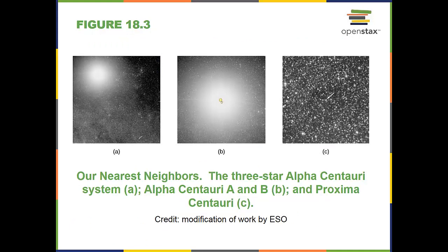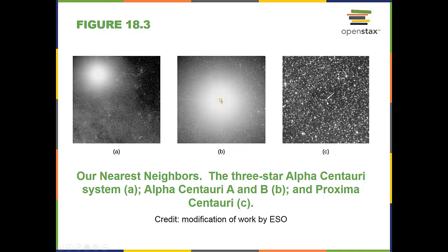This includes our nearest neighbors, the Alpha Centauri system. The star that appears really bright to the naked eye is actually two stars, Alpha Centauri A and Alpha Centauri B. Here's the combined light from both of them, and here's the zoomed in image of that part of the larger image. A distant, faint third star was discovered later.